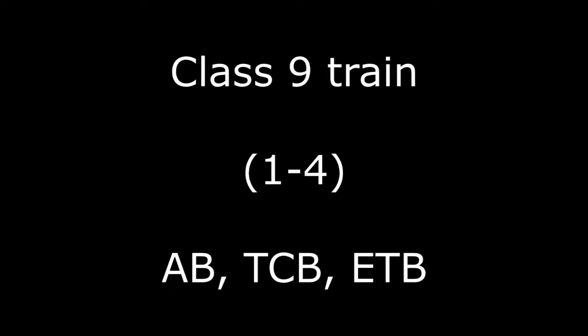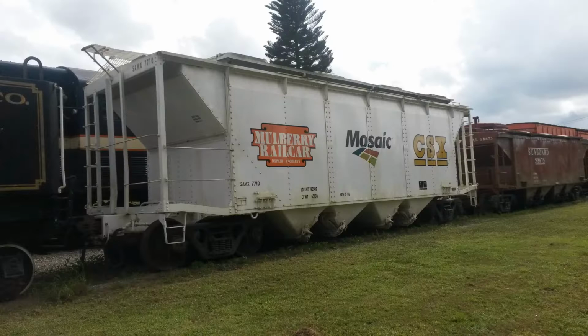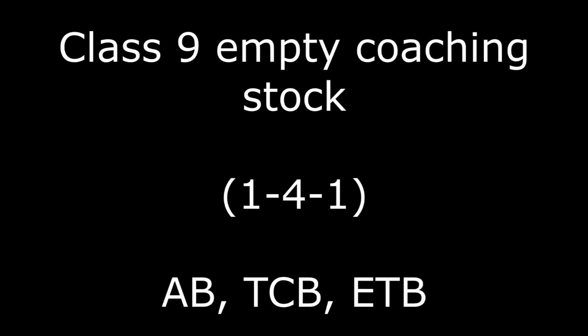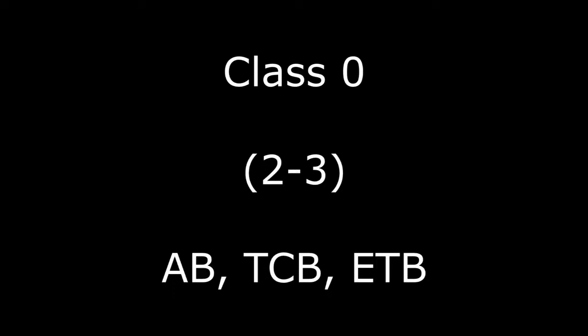A class 9 passenger train, which is a class 373 or other passenger train specially authorised, is a 1 pause 4. An empty class 9 train, so empty coaching stock, is a 1 pause 4 pause 1. A class 0, which is locomotive or locomotives that are running light, is a 2 pause 3.